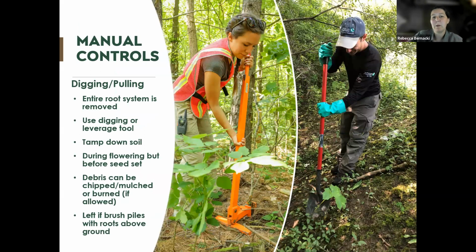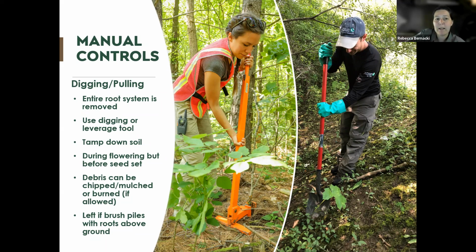So getting into manual controls, first type of manual control we have is digging or pulling. When we dig or pull an invasive plant, the entire root system is removed. And we can use a digging tool. You can see Zach using a shovel there on the right, or a leverage tool. You can see Julie using a weed wrench there in the middle. Weed wrenches really work by giving you a mechanical advantage to kind of clamp onto the stem of the tree, and you can use that leverage to pull it down.